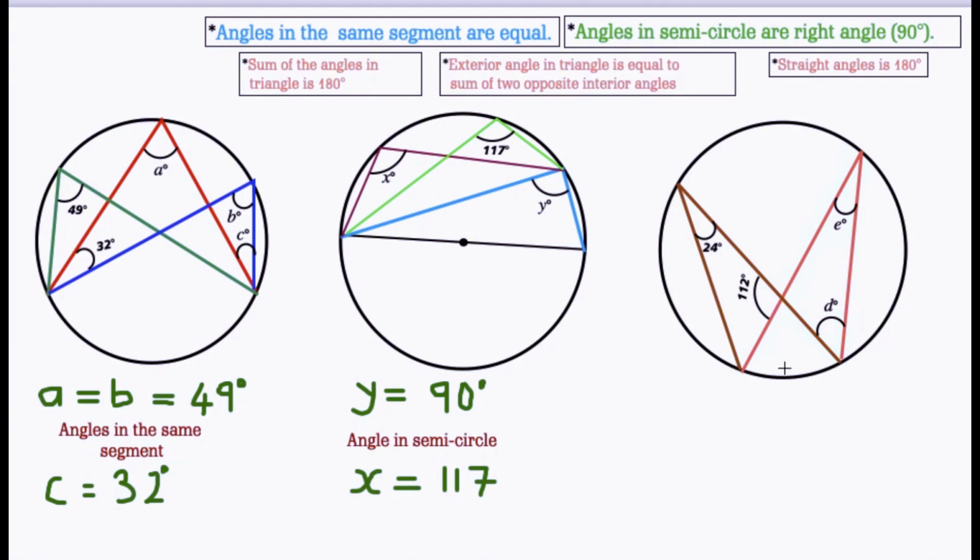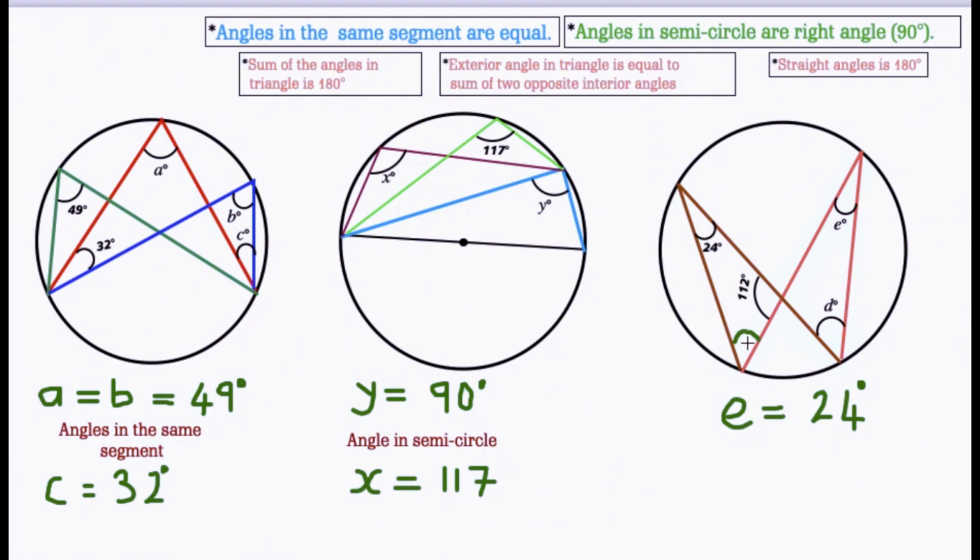Now we are in the third circle. We have angle E, which is equal to 24 degrees because they are angles in the same segment. Now for us to get angle D, we have to get the value of this angle here. Considering this triangle, the value of this angle here is equal to 180 degrees minus 112 degrees minus 24 degrees, because of the sum of the angles in a triangle.